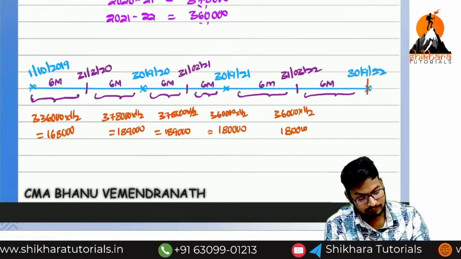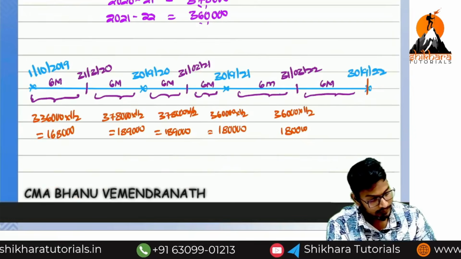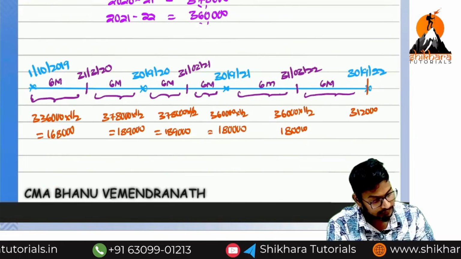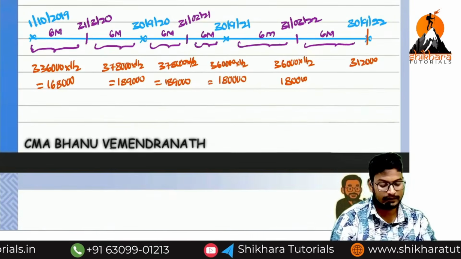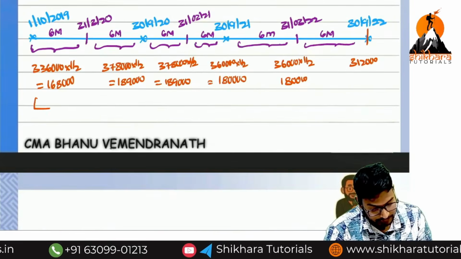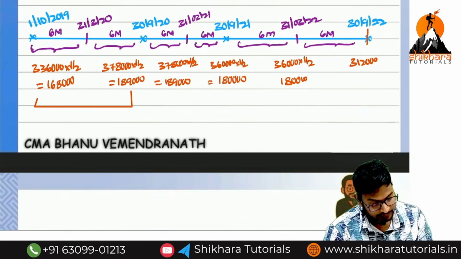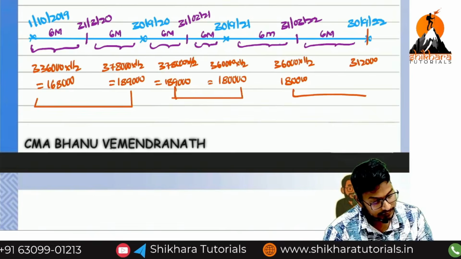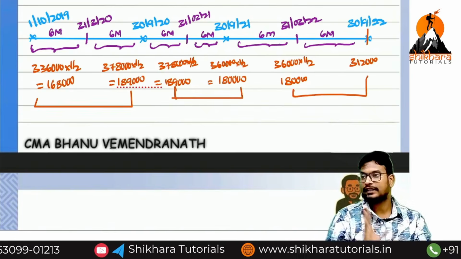So how much amount? 3,12,000. So we need not calculate anything. This 2 belongs to the first year, this 2 belongs to the second year, and this 2 belongs to the third year. Okay now, are you satisfied or not?